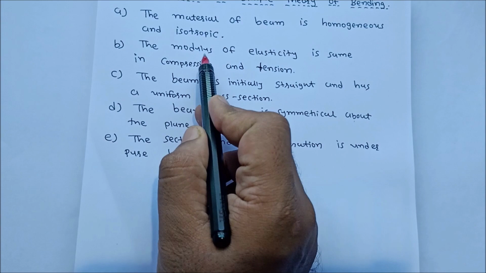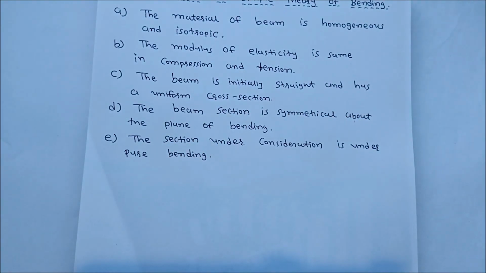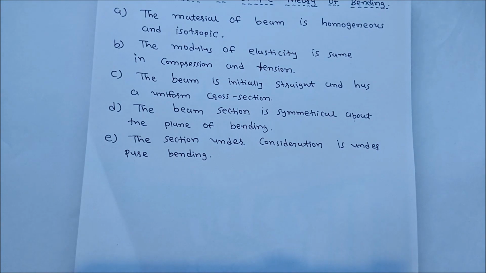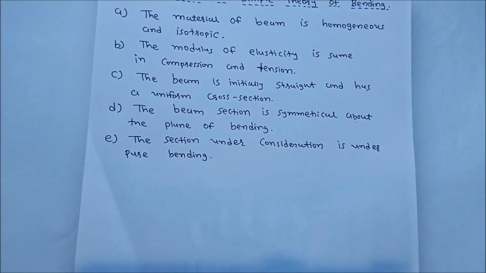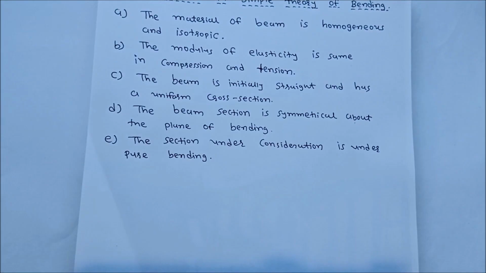Second assumption: the modulus of elasticity is the same in compression and tension. So in our theory we write the modulus of elasticity as capital E, and for compression and tension that value is the same. Third assumption: the beam is initially straight and has a uniform cross section. Next assumption: the beam section is symmetrical about the plane of bending. And the last one: the section under consideration is under pure bending.